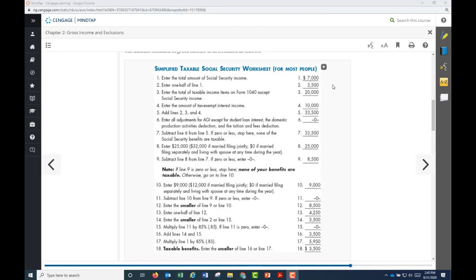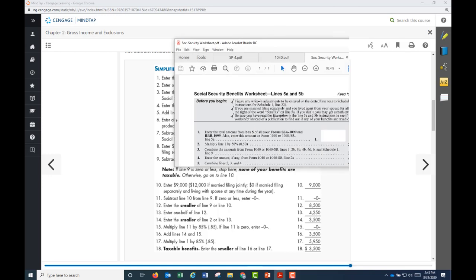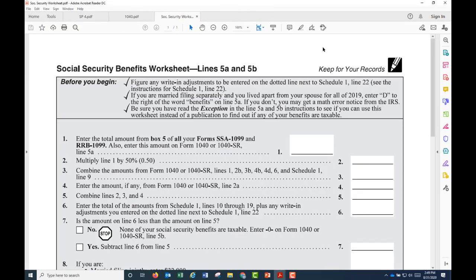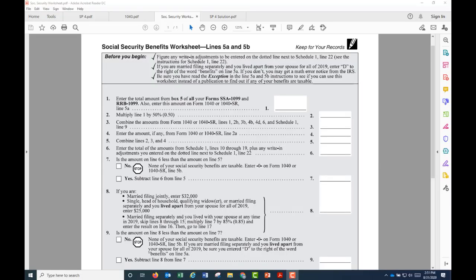For example, on line 1, you enter the total amount of the Social Security income, and then line 2 is taking 50% or half of line 1, the income. We will use this worksheet for the sample problem, so here it is. The worksheet is used to help us with, again, lines 5A and 5B.